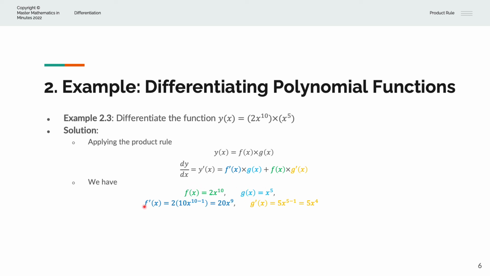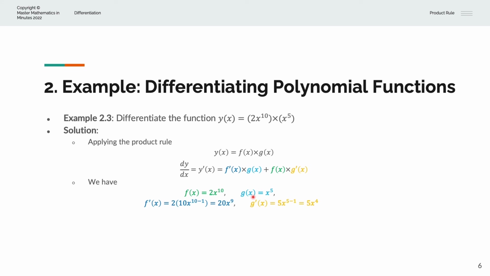We will now calculate the derivative of these functions. So with f'(x), we'll keep the 2 out. We'll drop the power 10 to the front. That's 10, and x to the power of 10 minus 1. We need to reduce the power by 1 when we're differentiating. And that simplifies to 20 times x to the power of 9.